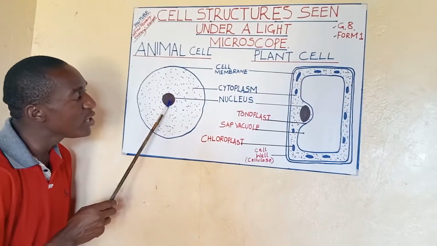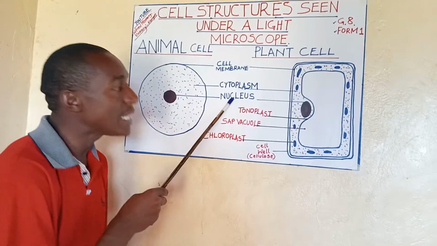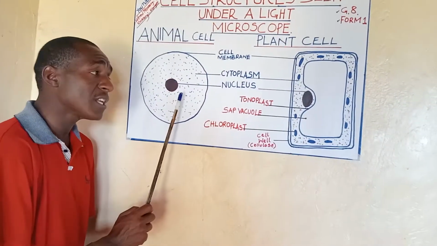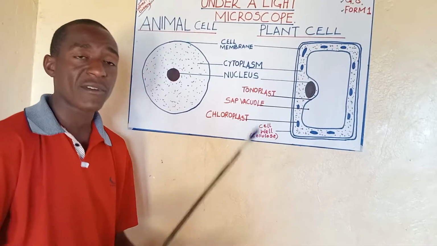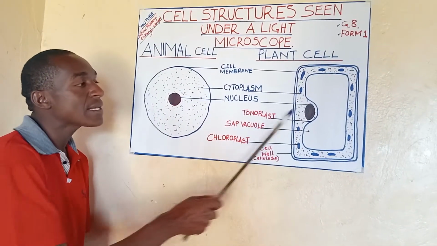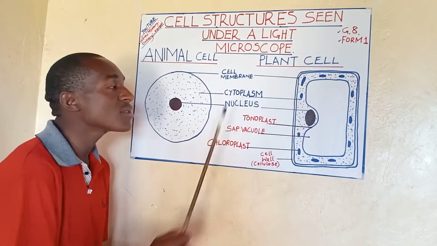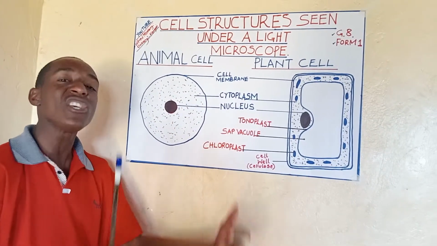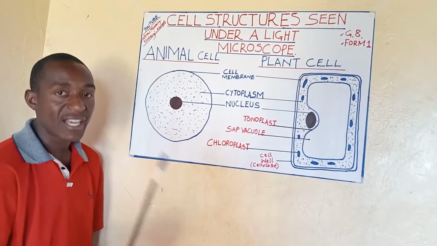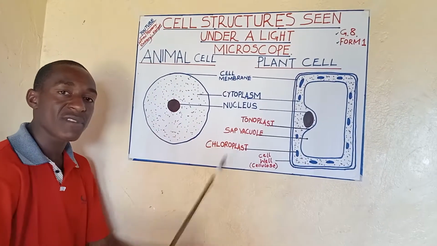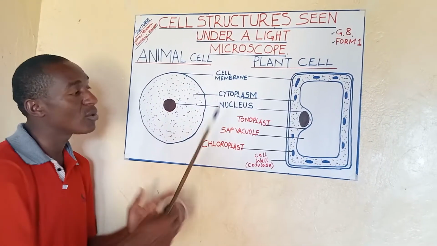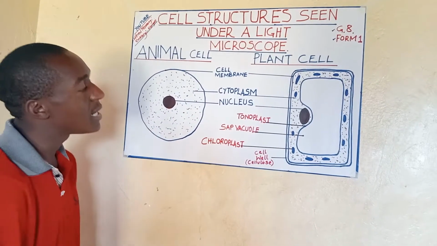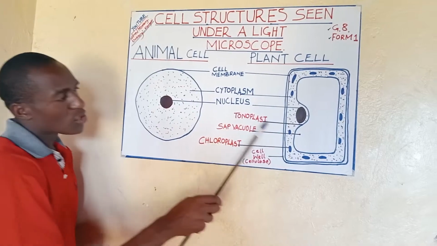The next one is the nucleus. The nucleus is common. It is found in both animal and plant cells. What is the function of the nucleus? The nucleus controls all the activities of these cells. So the nucleus is like the engine of the cell. But of course, that one you will wait. When we do the other videos about the cell organelles, we shall be looking at each and every function of each and every organelle.